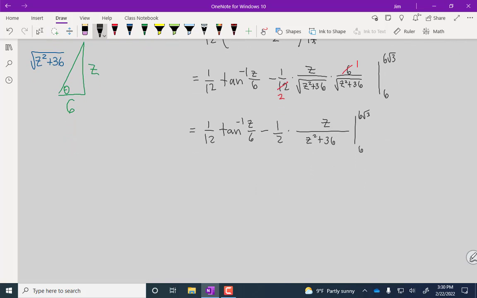Let's see. So plugging in 6 root 3, we have inverse tangent of root 3. Inverse tangent of root 3, angle on the right that has a tangent value of root 3. That means that the terminal ray has a slope of root 3. And what angle is that? Pi over 3. So the angle on the right with a tangent value of root 3 is pi divided by 3.